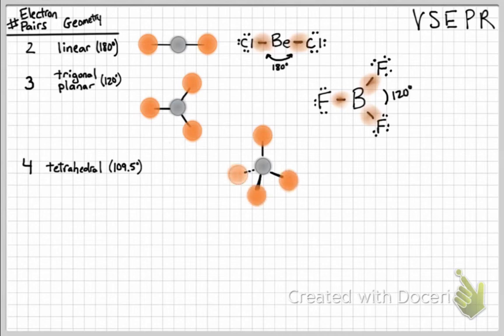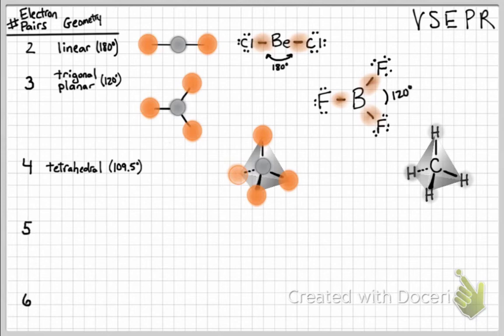We'll put some atoms on the end of that, and it forms a little pyramid, which we call a tetrahedron. The tetra meaning the 4 sides of this geometric shape. A good example molecule would be methane. The hydrogens are attached through those 4 bonds, those 4 electron pairs, and those electron pairs move as far away from each other as they can get, which ends up being 109.5 degrees and the tetrahedron shape.